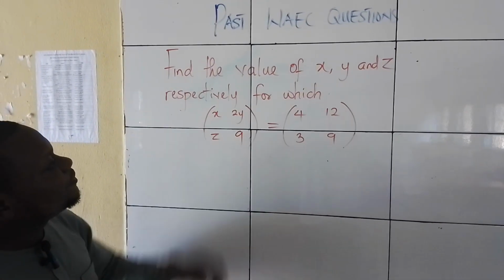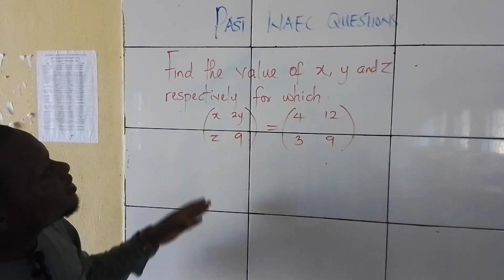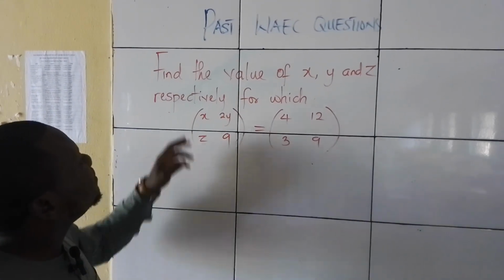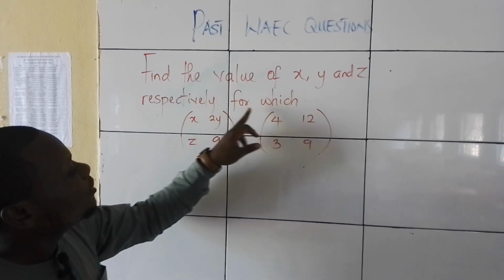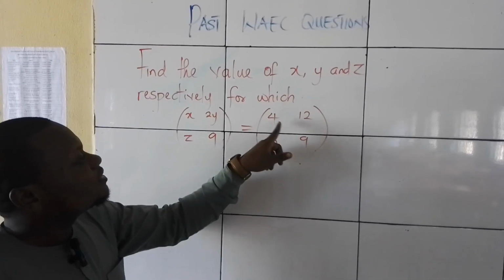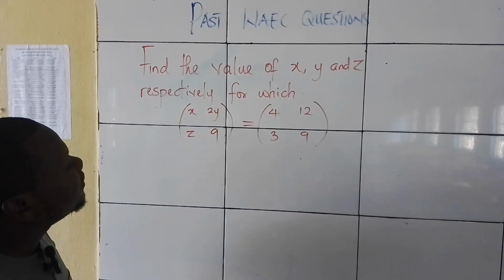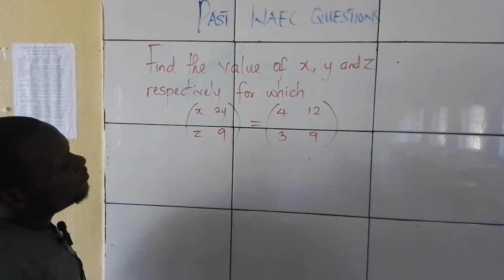Good afternoon. Today we are going to quickly look at a question from a past exam. The question simply says, find the values of x, y, and z respectively, for which the matrix [x 2y; z 9] is equal to [4 12; 3 9]. Looking at this question, this is equality of matrices.